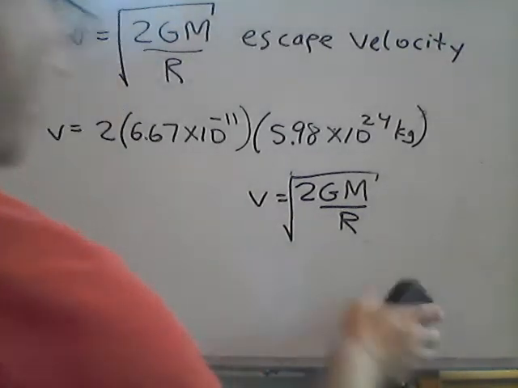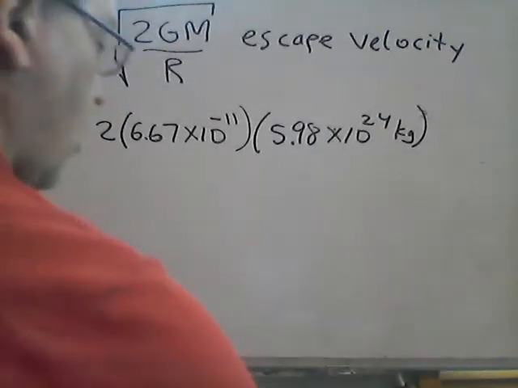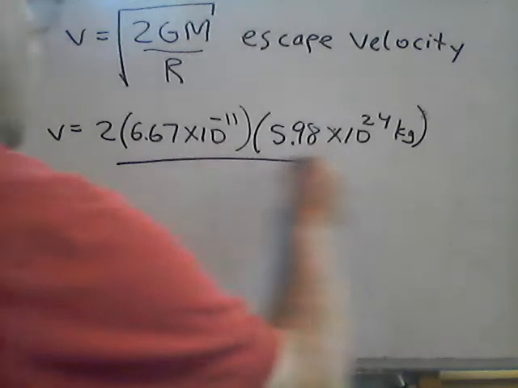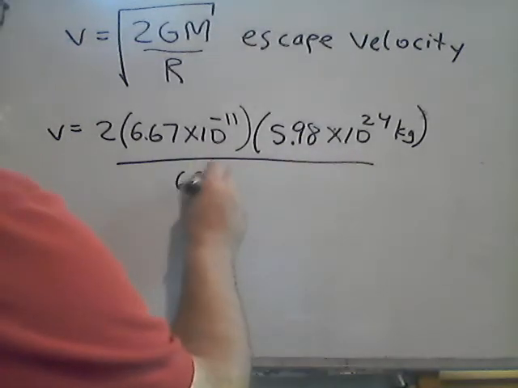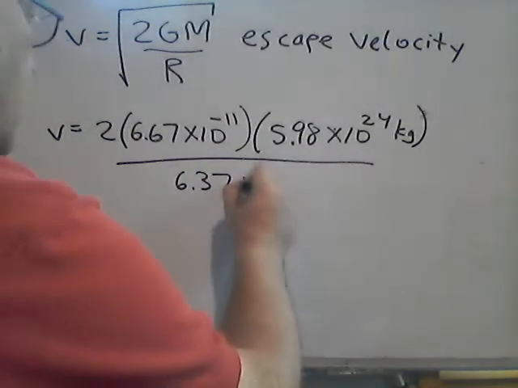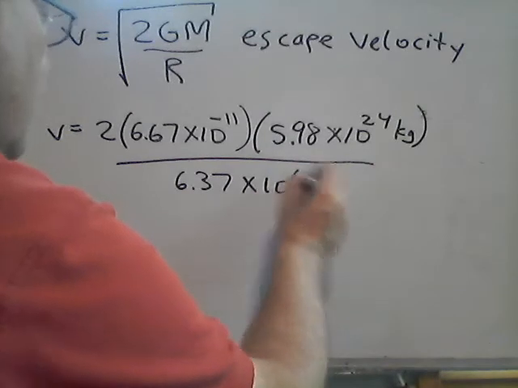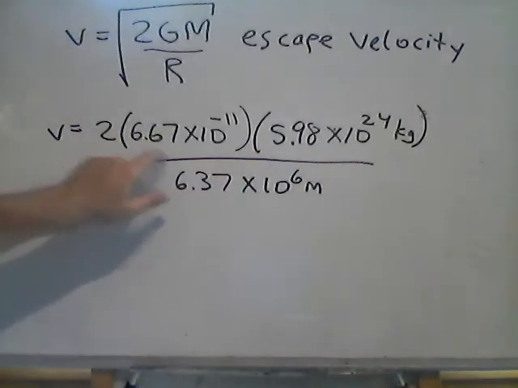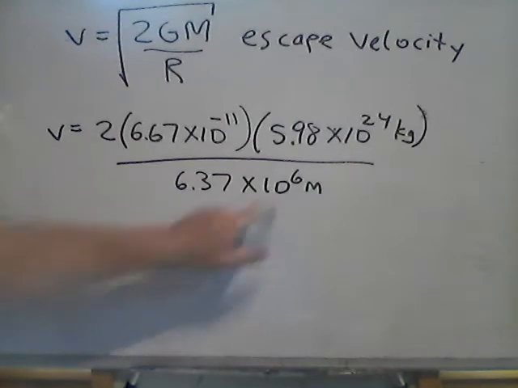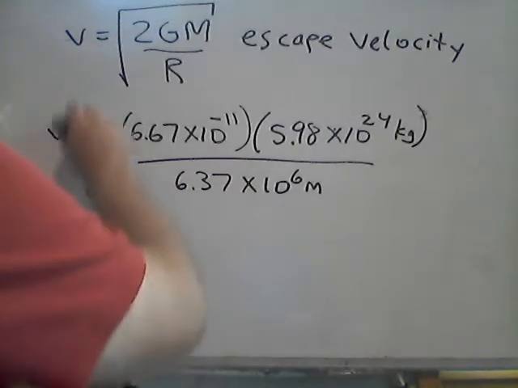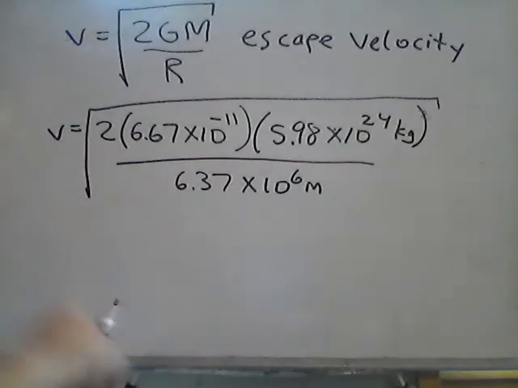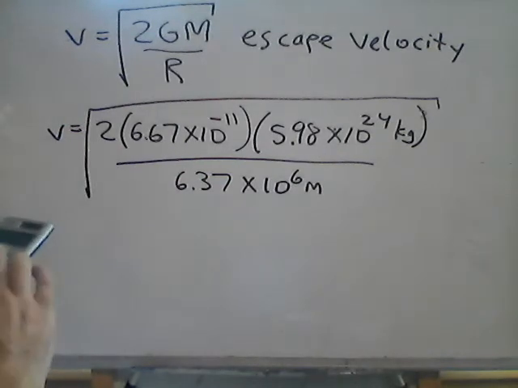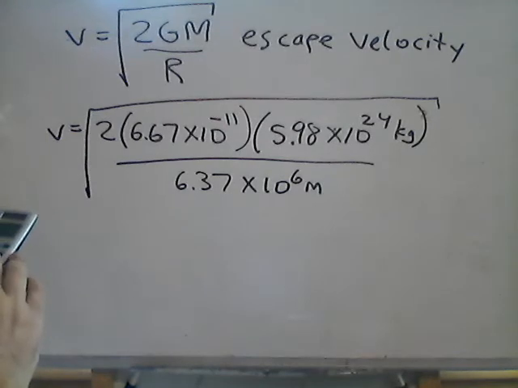Look this up. Your R for the Earth, the radius of the Earth, is 6.37 times 10 to the 6th meters. Again, universal gravitation constant, mass of the Earth, radius of the Earth. Don't forget to put the square root on everything. I'll just put it in my calculator right now. Let's see what we get. 6.67, 10 to the negative 11, times 2.